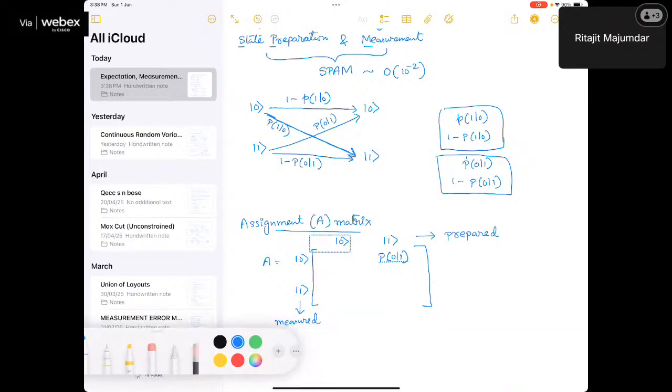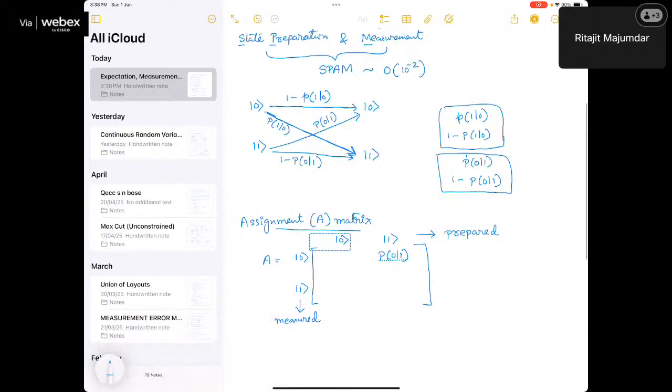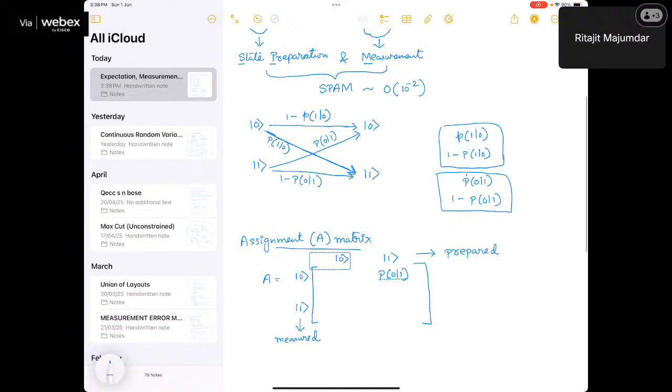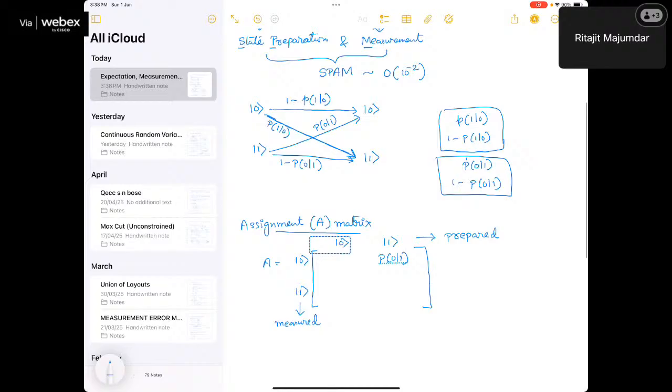Let's first come here. So this is that I prepared this in 1, I measured 0. So this is probability of 0 given 1. What is the probability that there was no measurement error? That is simply 1 minus probability of 0 given 1, right? So the things add up, the columns add up to 1.